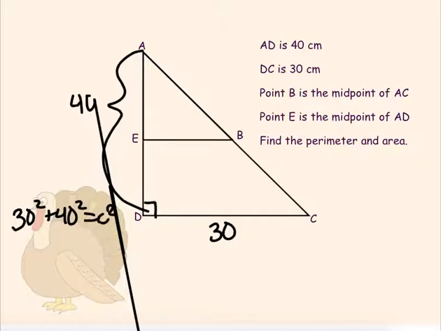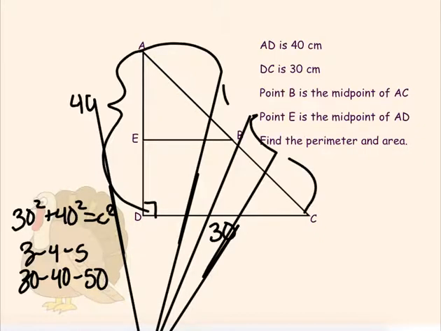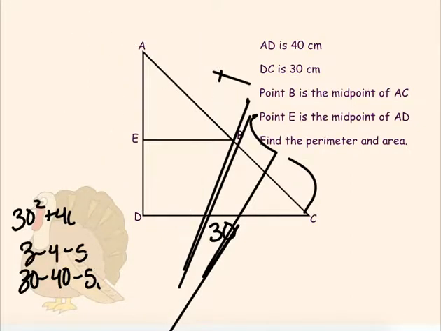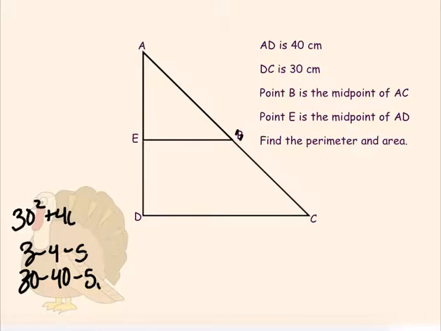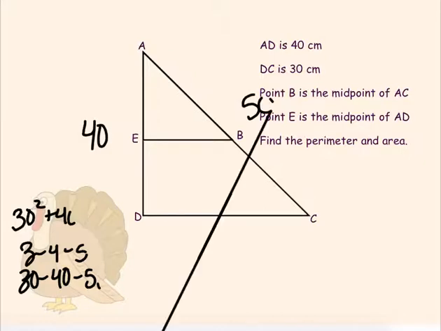Now the other way you could see this is a form of the Pythagorean triple 3, 4, 5, which means if I have a 3, 4, 5 and I go to a 30, 40, 50, I really just multiplied everything by 10. So my big length AC from here to here is 50. Okay. So we know AD is 40, AC is 50, and DC is 30. We're good to go there.